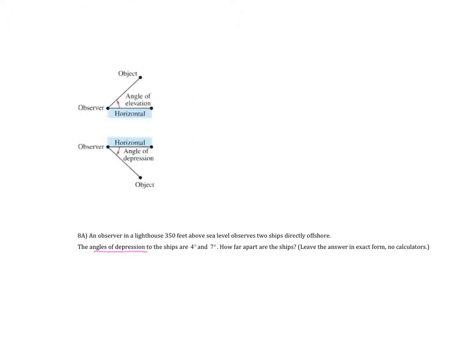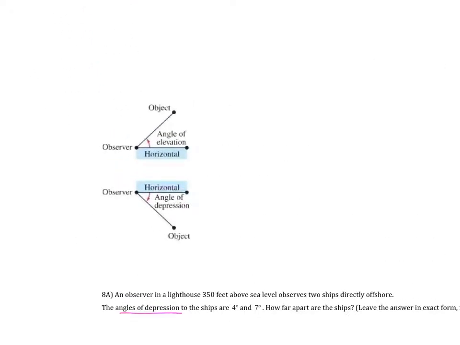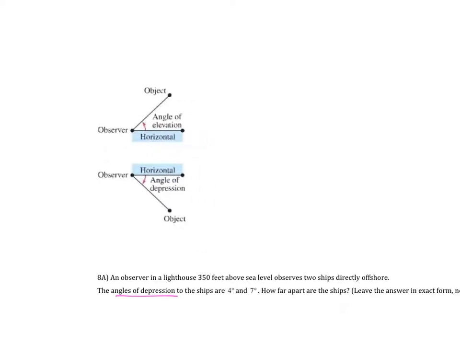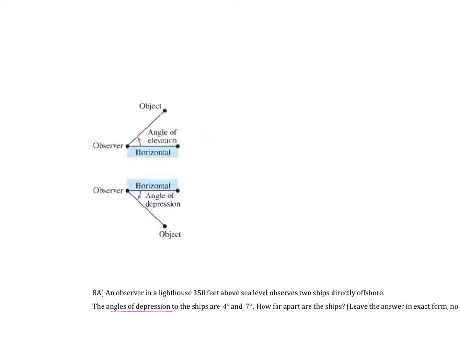Now, before we start to draw a picture, I want us to remember what angle of depression versus angle of elevation mean. So this is an angle of depression. When we're looking at, for example, angle of elevation, the observer is at the bottom, this is the horizontal, and the angle of elevation is this angle from the horizontal going up, right? So here is that angle.